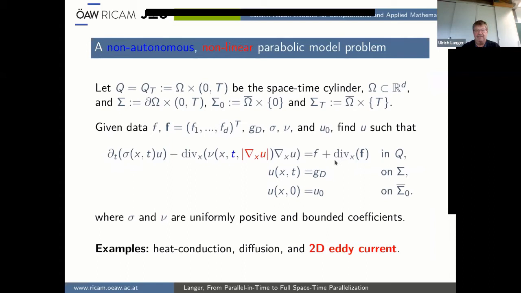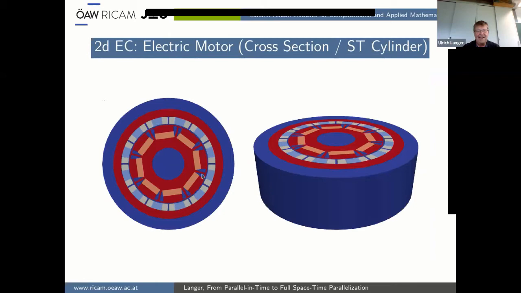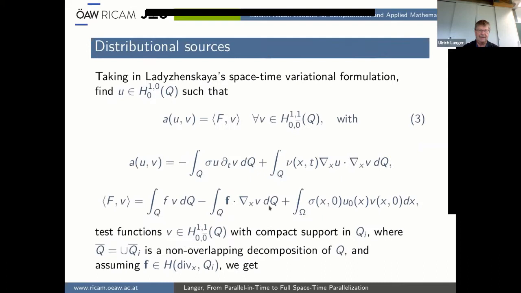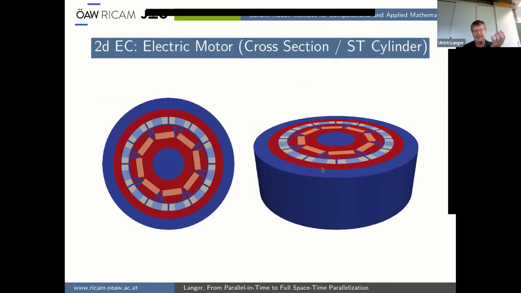So this again comes from electrical motors, and this is rotating. So this is the cross section, 2D, and this is the space-time cylinder. Not the motor, it's the space-time cylinder with a rotating machine. Okay, then you cannot expect maximal parabolic regularity. But what you can expect, you know that your magnets, for instance, here rotating, are subdomains in the space-time cylinder.